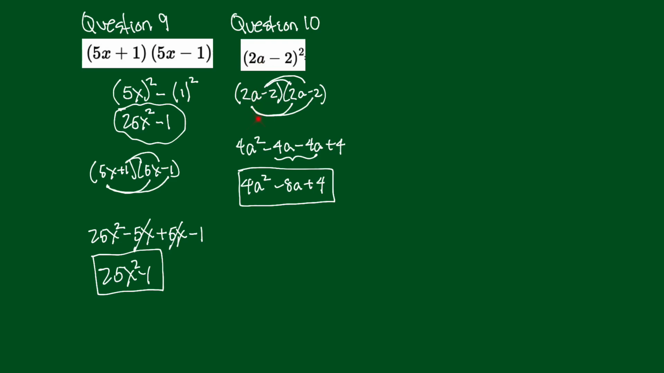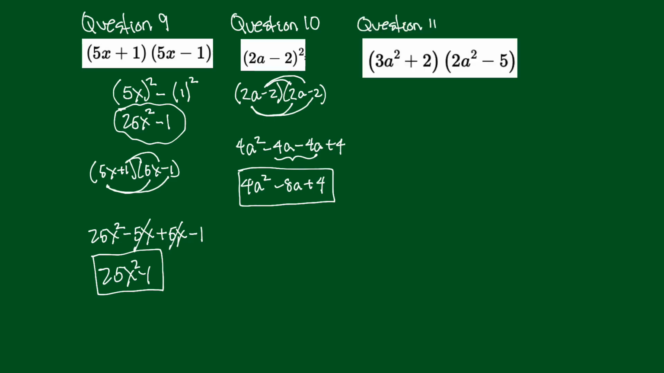Say it to yourself, write what you say. Square the first: 4a squared. Multiply these two together: negative 4a, double it, negative 8a. Square the last: negative 2 squared is 4. And in number 11, we're going to multiply these two terms by these two terms.